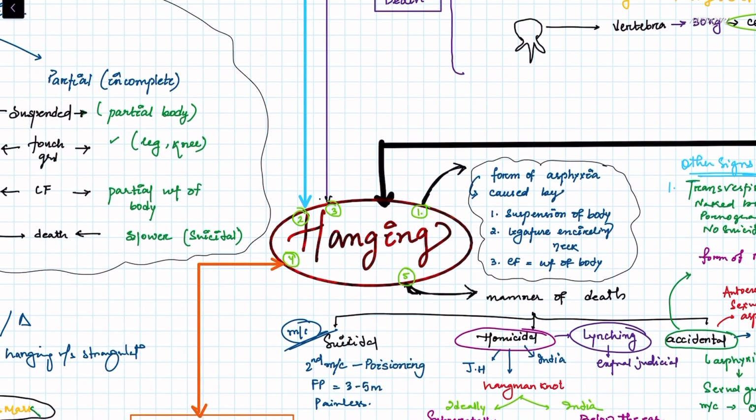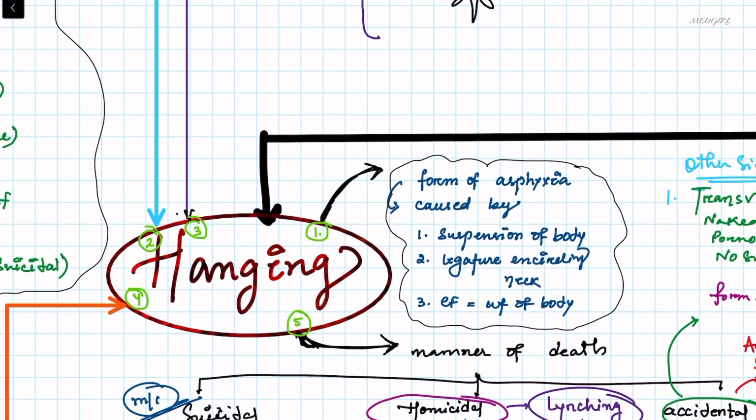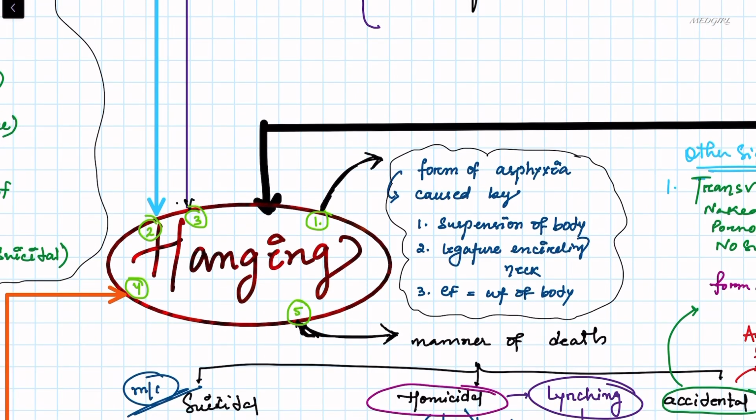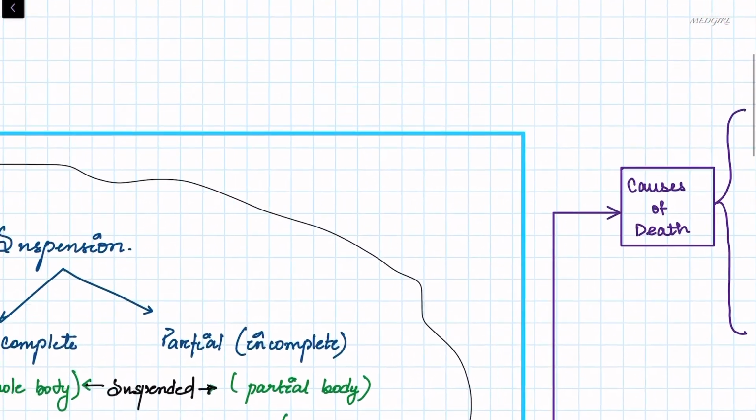So let's see what is hanging. Hanging is a form of asphyxia which is caused by suspension of the body by a ligature encircling the neck, and the constricting force is the weight of the body. Now we will see the classification of hanging.